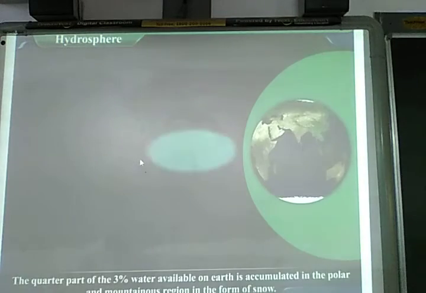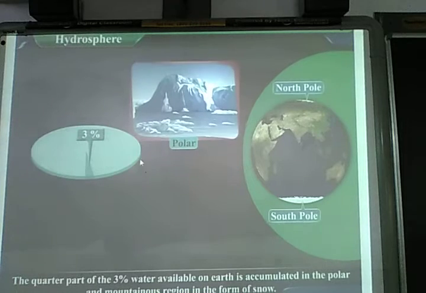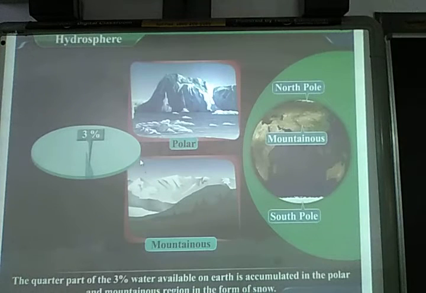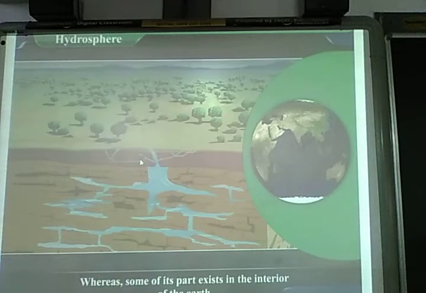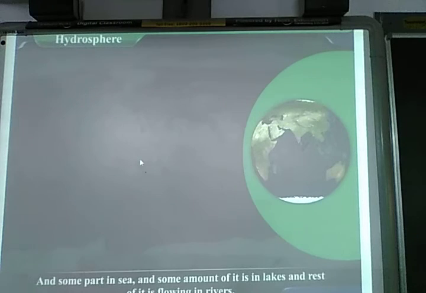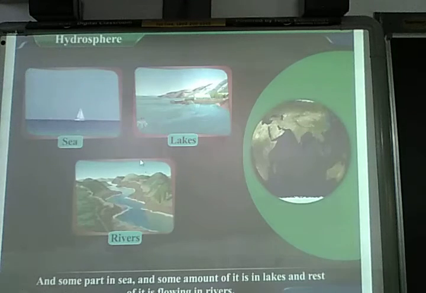The quarter part of the 3% water available on Earth is accumulated in the polar and mountainous regions in the form of snow, whereas some of its part exists in the interior of the Earth and some part in the sea, and some amount of it is in lakes and the rest of it is flowing in rivers.